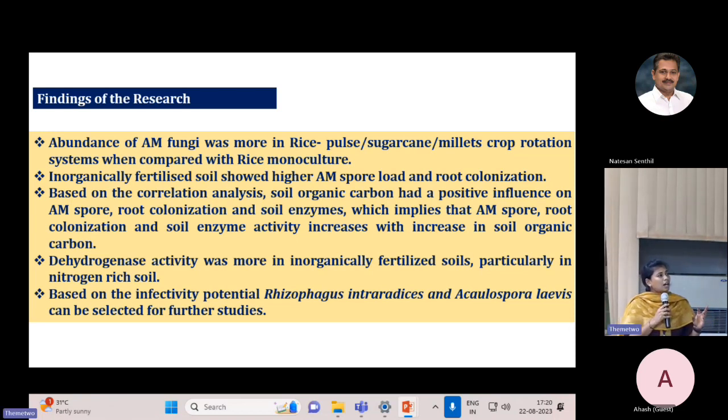Then based on the infectivity test, Acaulospora was found to be predominant in the rice ecosystem, but based on the infectivity test done with maize crop, Rhizophagus intraradices was more infectious than Acaulospora. These two spores can be taken for further studies, developed as an inoculum, and applied to the rice crop. Thank you.